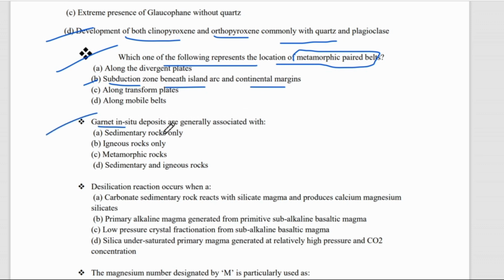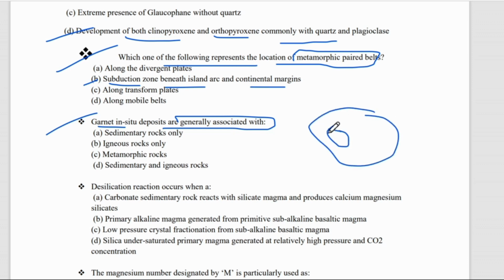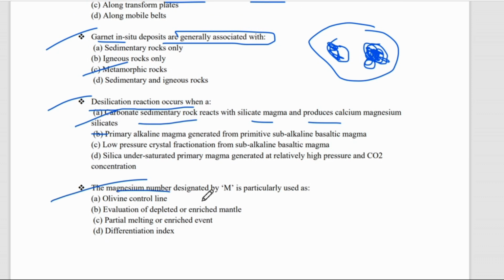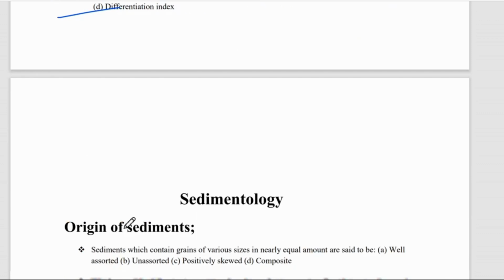Next is, garnet in situ deposits are generally associated with. You have seen that there are bigger black colored porphyroblasts in metamorphic rock. These are called garnet porphyroblasts. You can see them in metamorphic rocks. Next is, when does the desilication reaction occur? It occurs when carbonate sedimentary rock reacts with silicate magma, producing calcium magnesium silicates. Next, magnesium number is designated by M and is used for the differentiation index.